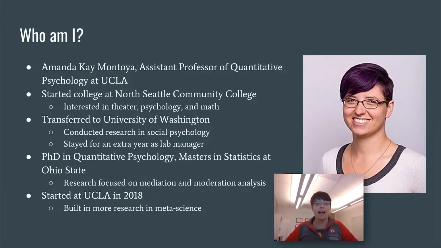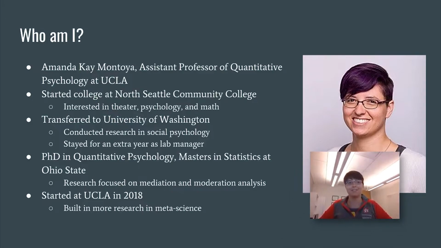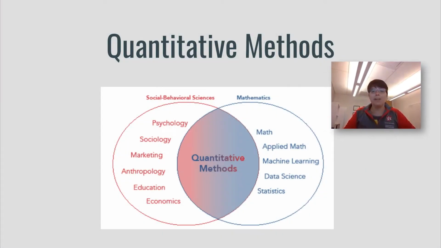While I was at Ohio State, my research mostly focused on mediation and moderation analysis, which are two kinds of analysis that are very common in social psychology. So I brought my social psychology background with me, but shifted my focus to more the way that we do data analysis. And then I started at UCLA as an assistant professor in 2018. And as I've been here, I've been building in more meta science into my research, which is the science of doing science.